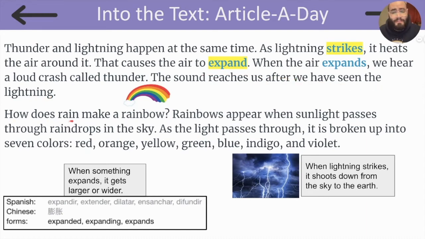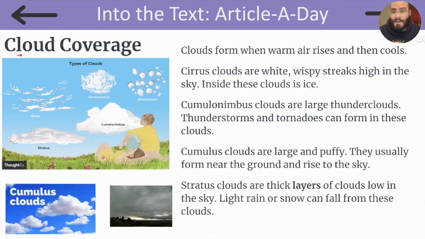How does rain make a rainbow? This is a rainbow. Rainbows appear when sunlight passes through raindrops in the sky. As the light passes through, it is broken up into 7 colors: red, orange, yellow, green, blue, indigo, and violet. Cloud coverage. Clouds form when warm air rises, then cools.